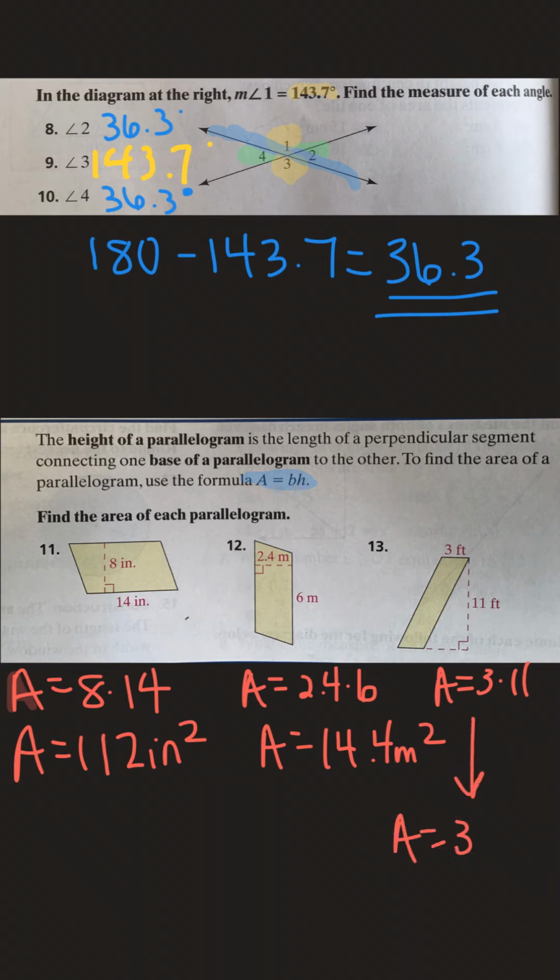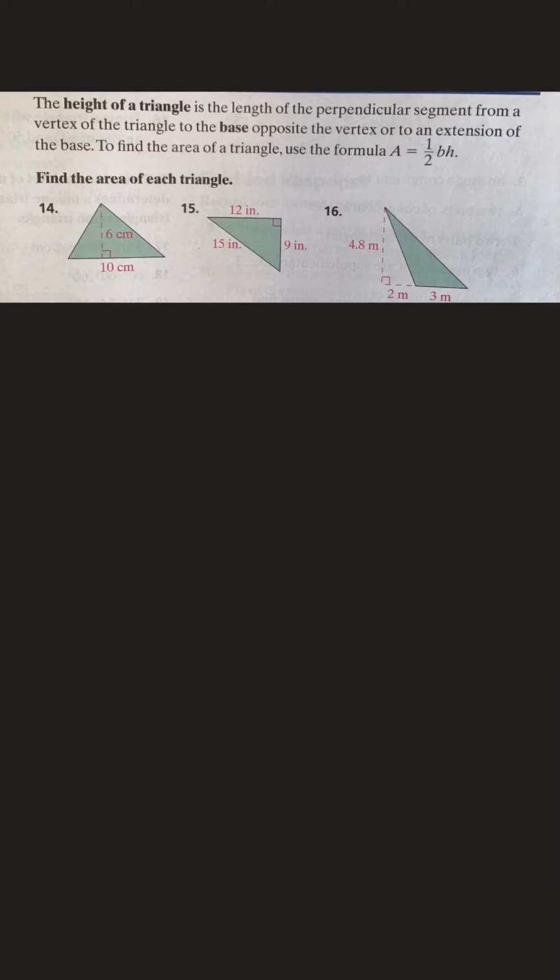Area equals 33 feet squared. The height of a triangle is the length of the perpendicular segment from a vertex of the triangle to the base opposite the vertex, or the extension of the base. To find the area of a triangle, use the formula area equals half times the base times the height.